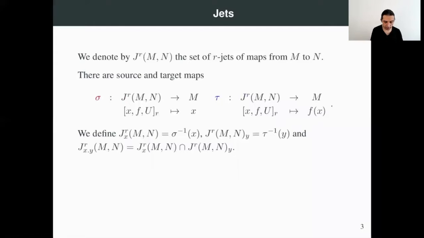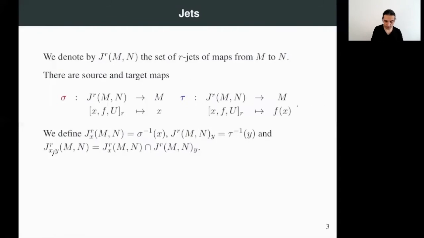Now, we can define this subset over here as the set of r-jets that have the same base point x. This other subset could be the set of jets whose values are in the preimage of y by the target map, and this one is essentially the set of jets such that they have x as a base point and x is sent to y, right? Here it should be, yeah, like this. So we can define all these maps and all these subsets of the set of r-jets.